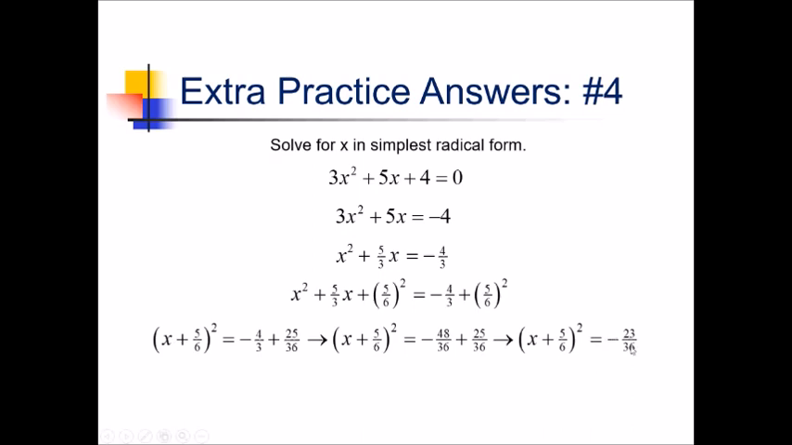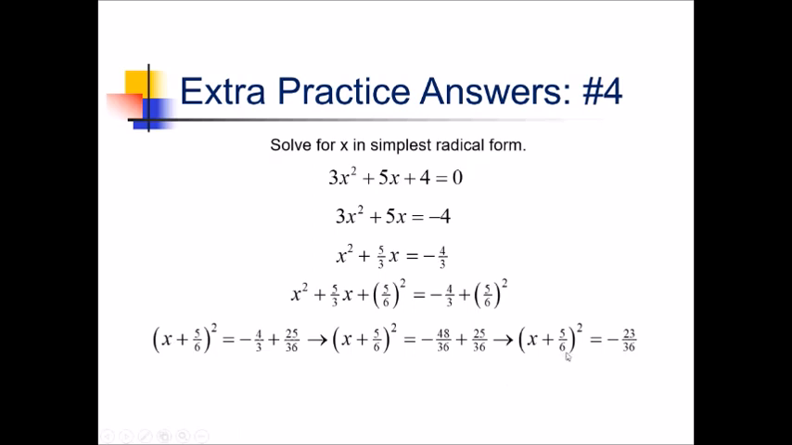Now I've got one thing on the right side and a perfect square on the left, so I'm ready to go ahead and square root both sides. Square rooting both sides of my equation gives me just x plus 5 over 6 on the left side, and on the right side, the square root of all this stuff, square root of negative 23, I can write that as i radical 23. Square root of 36 is just 6.